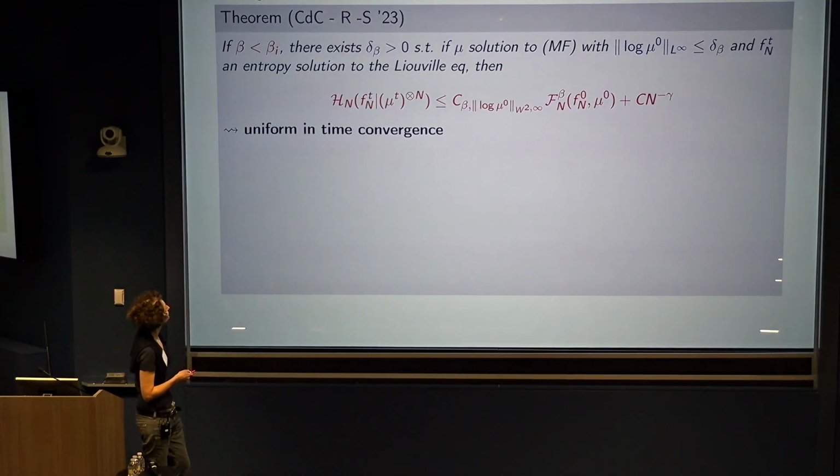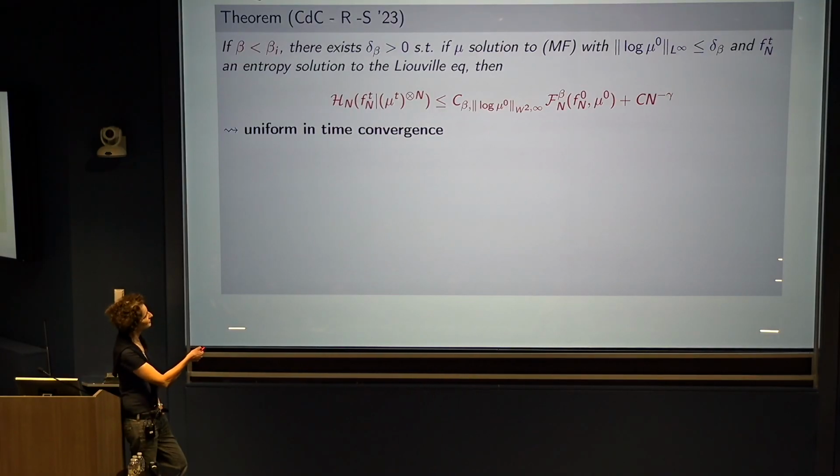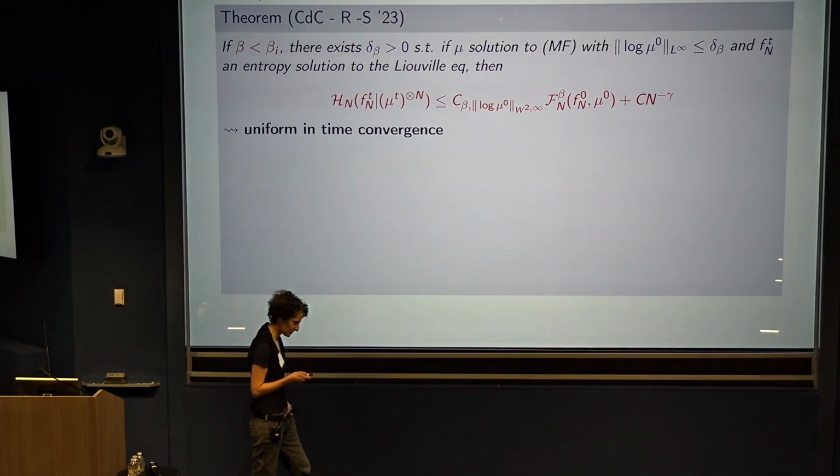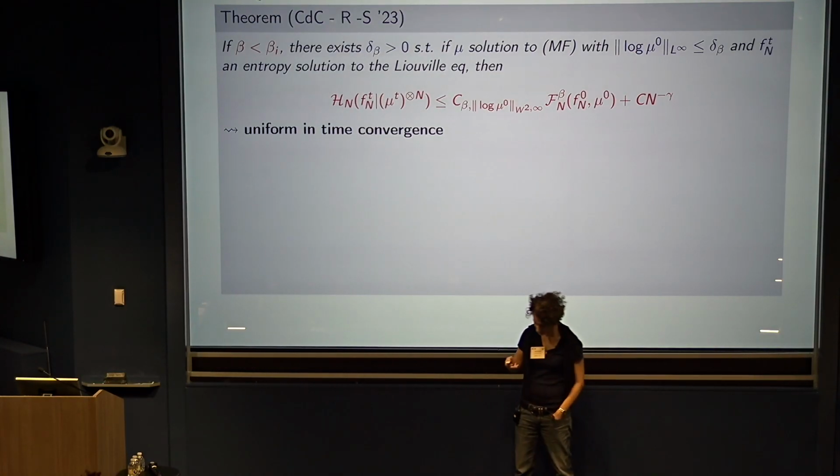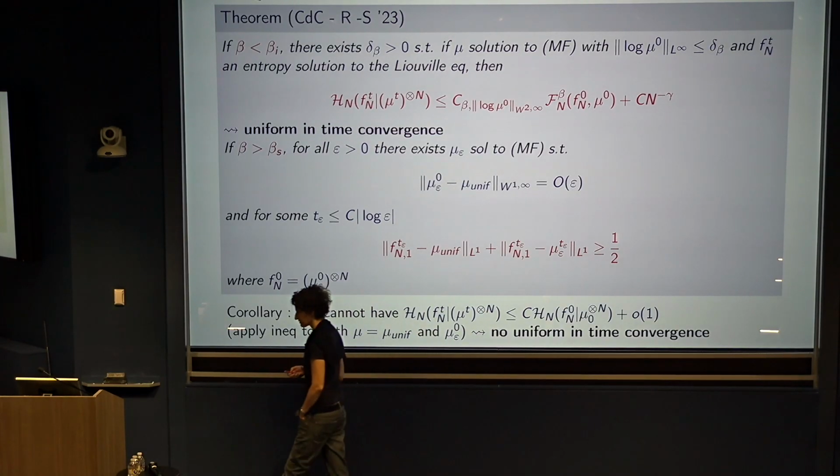So this is work with Antonin Chodron de Courcel and Matt Rosenzweig. So we showed that if you start close enough to the uniform solution, so here it's measured in the sense that the log of the initial data is small, so it's close to 1, then you will have uniform in time convergence in this relative entropy sense if you are at small enough beta. So you need a certain amount of temperature. And remember that if beta, on the contrary, is large enough, you will have even blow up for your limiting solution. That's Patlak-Keller-Segel.